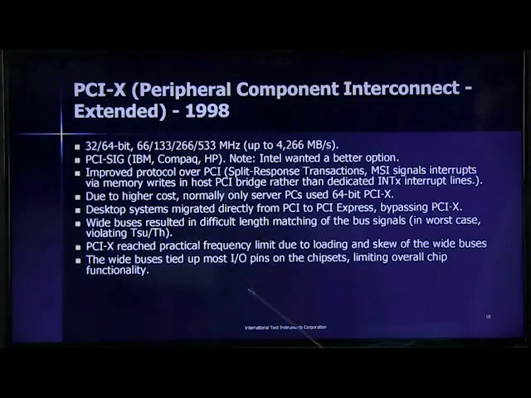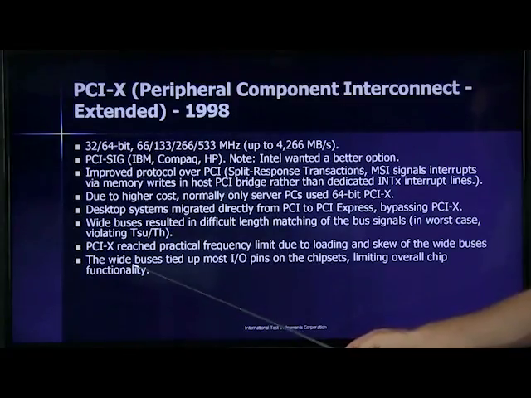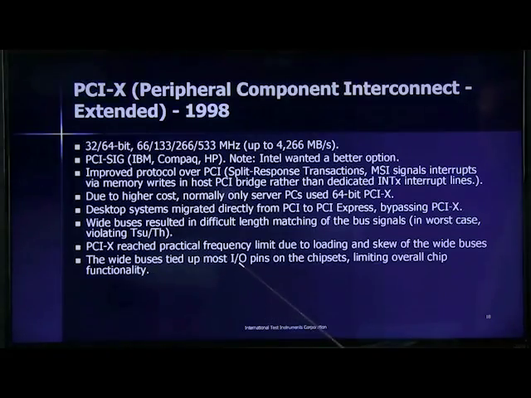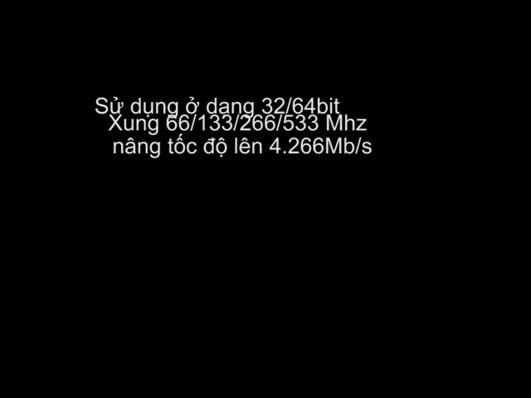And also one of the issues here with wide buses in general is that it ties up a lot of I/O pins on the chipset, which limits the overall chip functionality, and that's one of the main features in PCI Express that we'll talk about later, is that it only uses 2 signals per direction for a very high frequency serial bus instead.